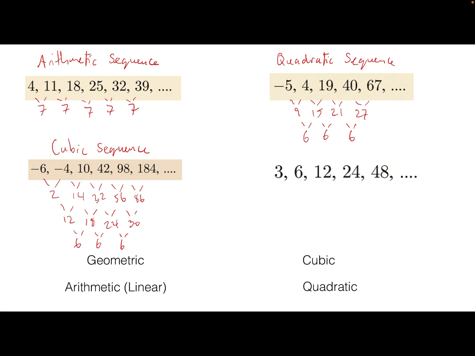Now what about this one here? Let's just have a look at this. The gap is 3, the gap is 6, the gap is 12, the gap is 24, the gap is 3, the gap is 6, the gap is 12. You see what's going on here? It never seems to happen. The gaps are never actually the same as each other.